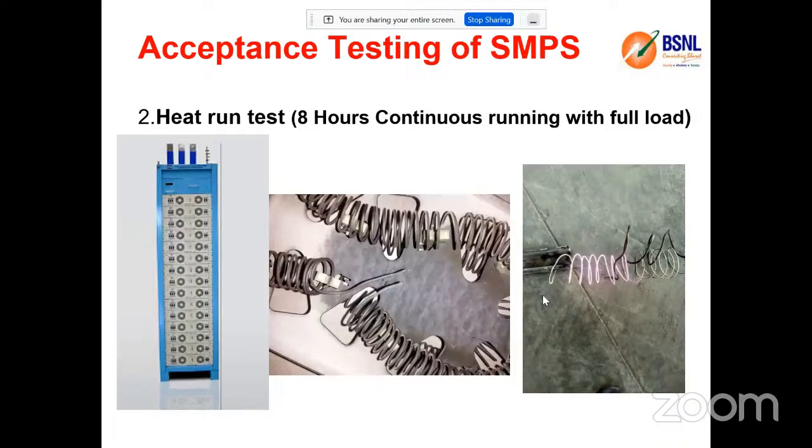Here the heat runs are done for nearly 8 hours. This validates whether it is a continuous-rating equipment or not, because it has to work always. It is not secondary; it is a main part of the exchange. So it has to be tested for continuous rating, and nearly 8 hours of full load will be applied and validated in the acceptance test.